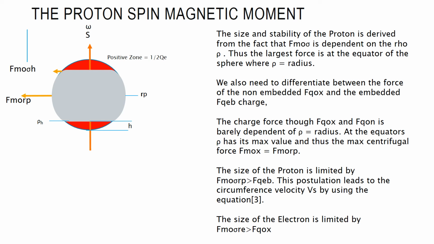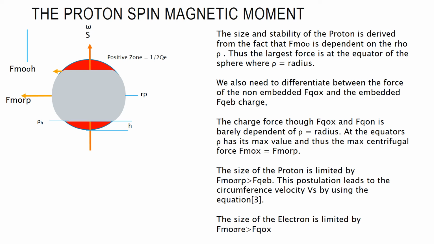There are several indications that this might be a pretty good explanation, because if you go back to chemistry, the electrons orbiting the proton tend to orbit in a plane. This would also give a good explanation why the electrons orbit in preferred planes. So the size of the proton is limited by the embedded charge force, and the size of the electron is limited by the external charge force, FQOX.